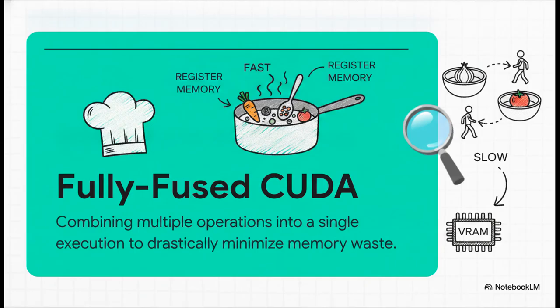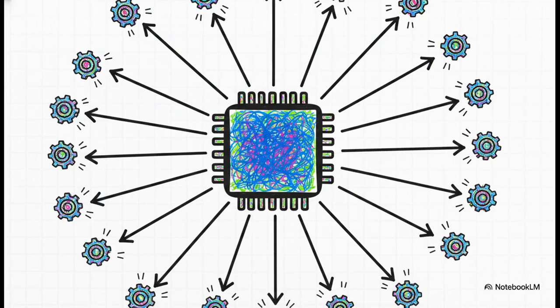A fully fused CUDA kernel, however, is like a master chef cooking the entire complex meal in a single pot on the stove without ever transferring ingredients between bowls. The authors combine the hash table lookups, the interpolations, and the neural network layers into one massive, continuous program execution. Once the data is pulled into the GPU's ultra-fast on-chip register memory, it never leaves until the final pixel color is calculated. They completely avoid the devastating latency penalty of constantly reading and writing to global VRAM. So the crucial point is this.